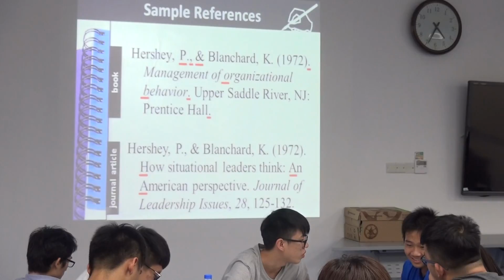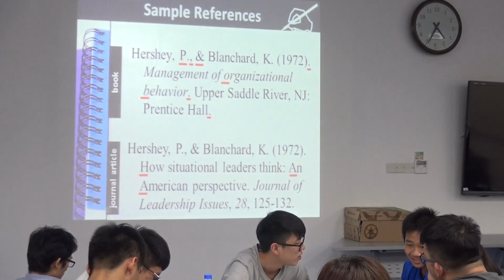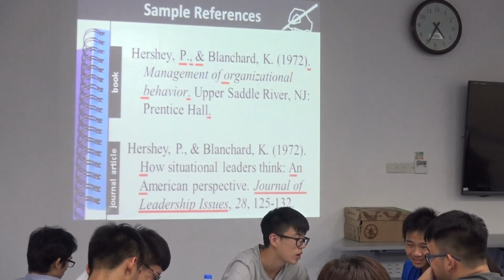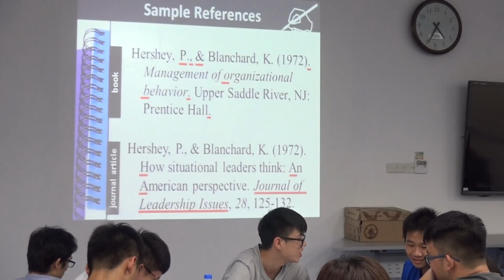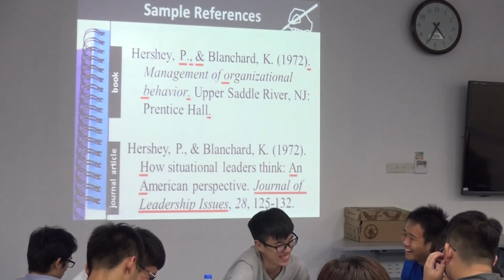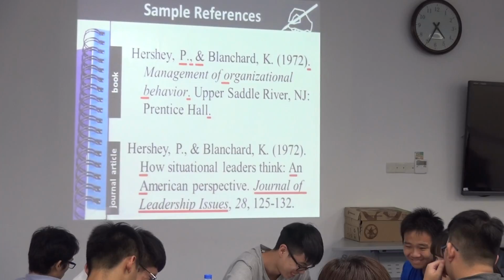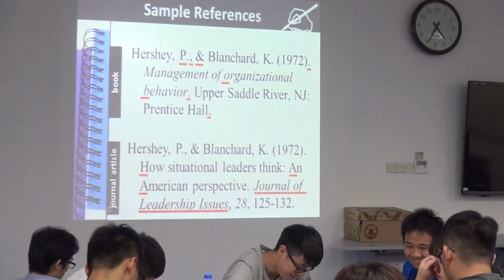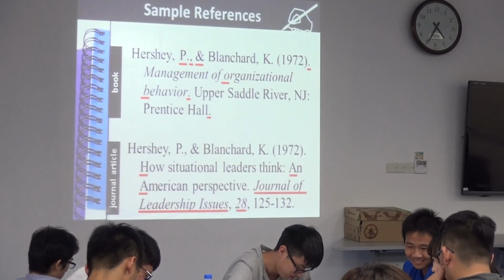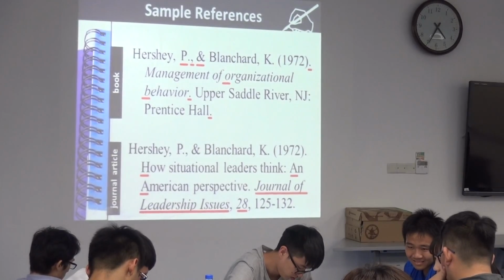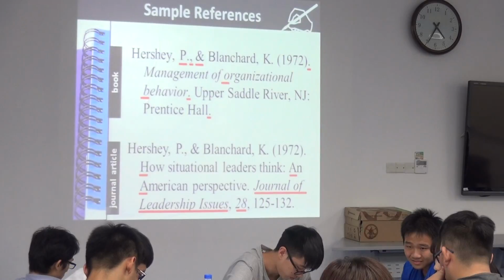After the period that ends the article title, then I list the title of the journal. So in this case, it's the Journal of Leadership Issues. The journal name is italicized, and it follows your more traditional rules of capitalization. There's a comma after the journal, and then there is the volume number for that journal. You'll notice it also gets italicized, another comma, and then it has the page numbers at the very end, followed by a period.